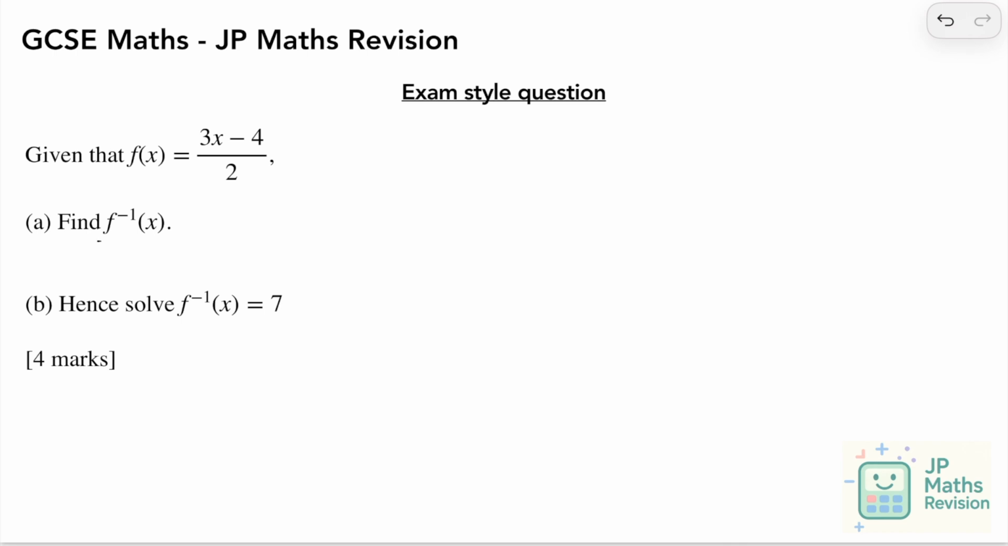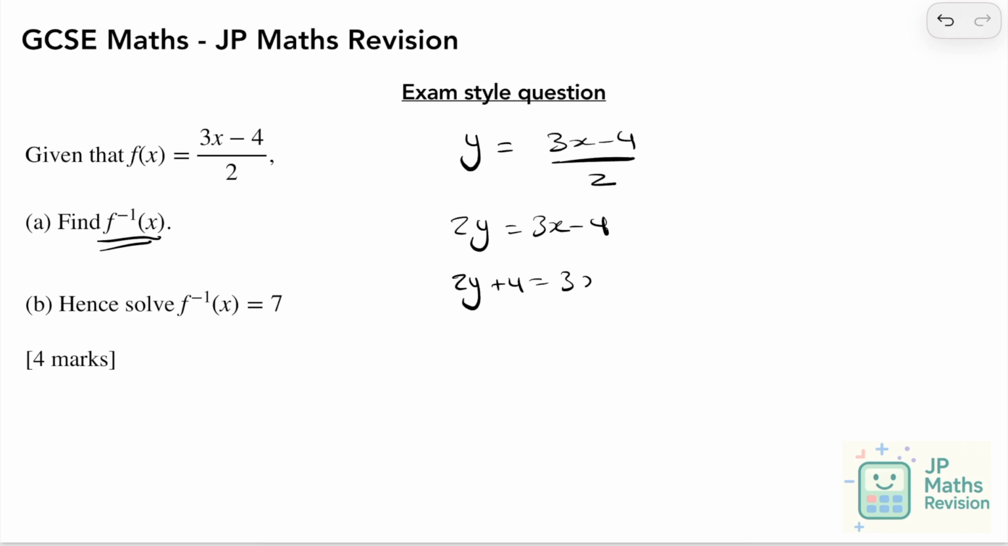So firstly, we need to find the inverse. So we're going to replace f of x with y. So we have y equals 3x minus 4 over 2. And then we're going to try and make x the subject. So firstly, we need to multiply both sides by 2. And we end up with 2y equals 3x minus 4. Then we add 4 to both sides. So 2y plus 4 equals 3x. And then dividing everything by 3, we end up with x equals 2y plus 4 over 3. So the inverse is going to be 2x plus 4 divided by 3.